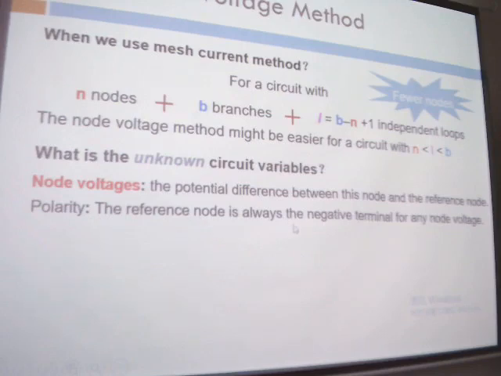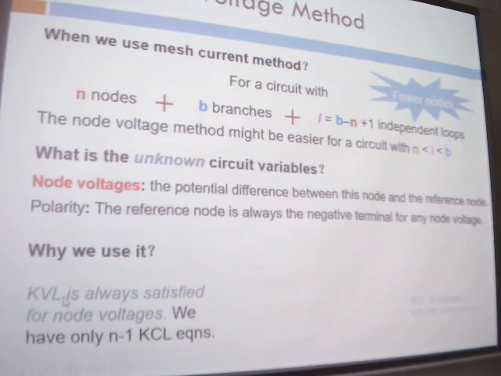Now we're going to see polarity. The reference node is always the negative terminal for any node voltage. That means if we use the nodal voltage method, we need to select a reference node first, and then all of the node voltages are at the positive terminal. Why do we use it? Because the KVL is always satisfied from node voltages. We have only n minus 1 KCL equations for this method.